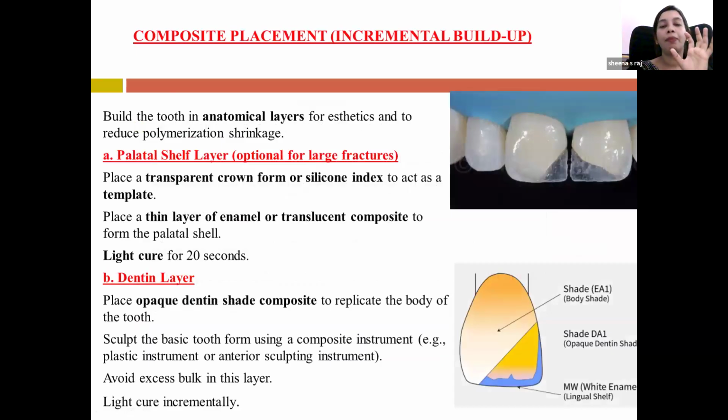However, normally we place composite in the form of an incremental technique. In the incremental technique, you can see here a palatal shelf is made. A palatal crown form or a silicon index is placed inside. Then we'll place a thin layer of enamel or translucent composite. This is a translucent composite, and will be cured for 20 seconds. On top of that, we'll place dentine layers, like the opaque dentine shades. As you can see, the base was given with enamel. On top of that, we will give various shades of dentine.